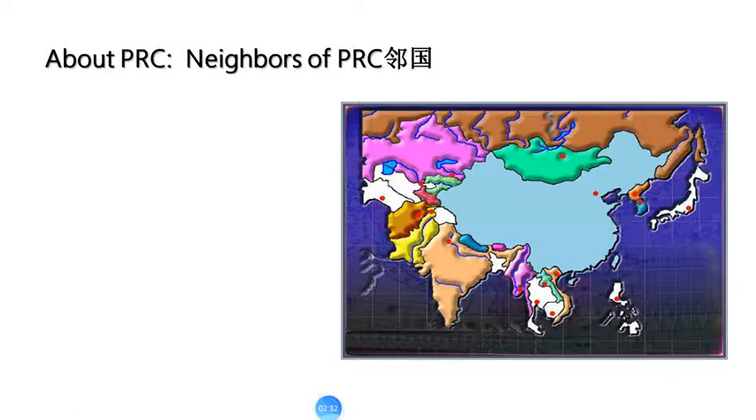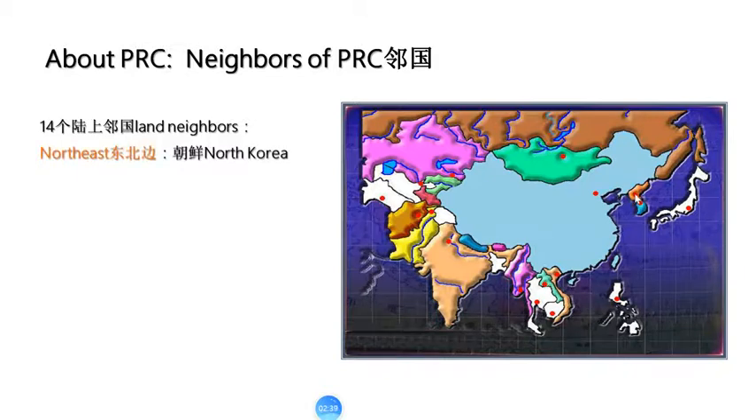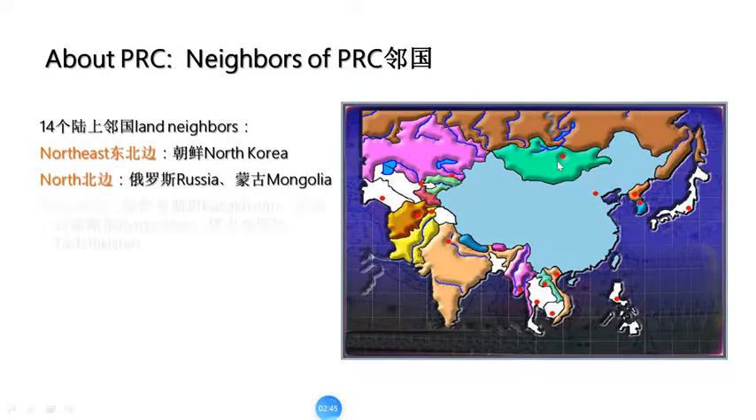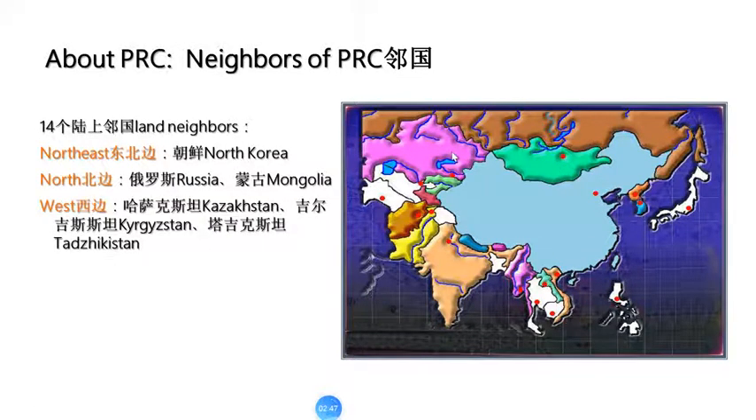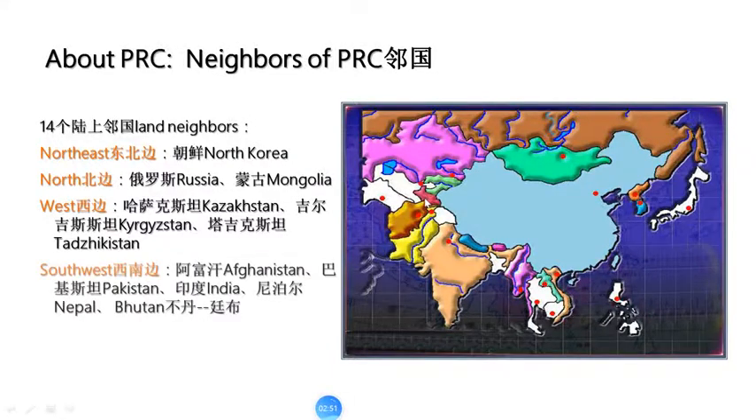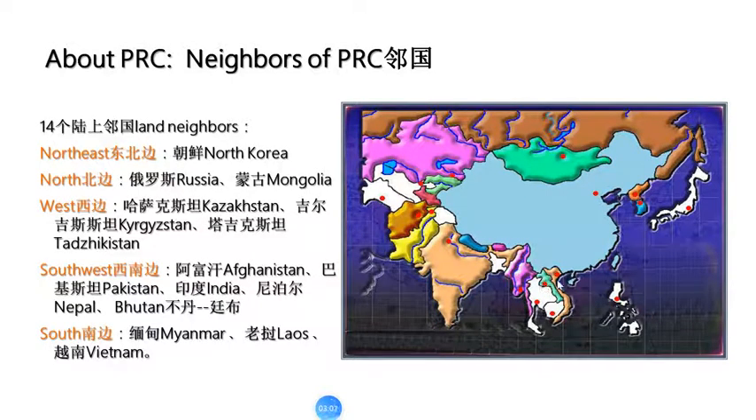Neighbors of PRC, 14 neighbors. Northern Korea, Russia, Mongolia, Kazakhstan, Kyrgyzstan, Tajikistan, Afghanistan, Pakistan, India, Nepal, Bhutan, Myanmar, Laos, Vietnam.